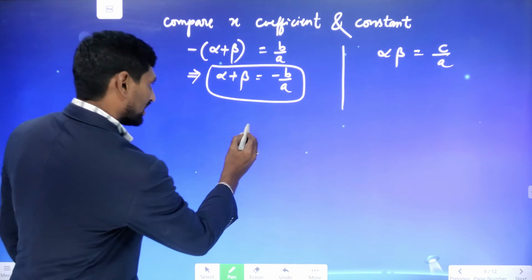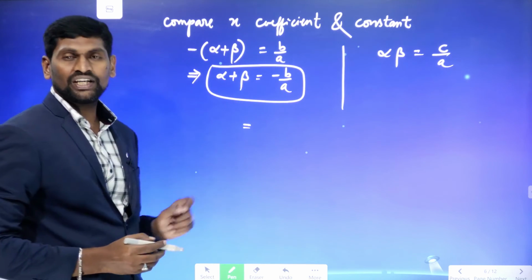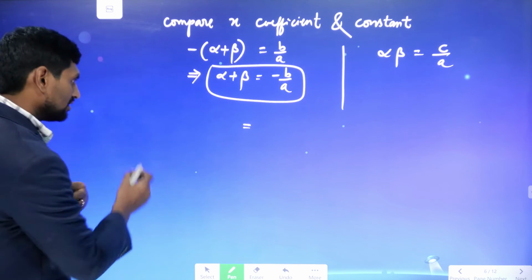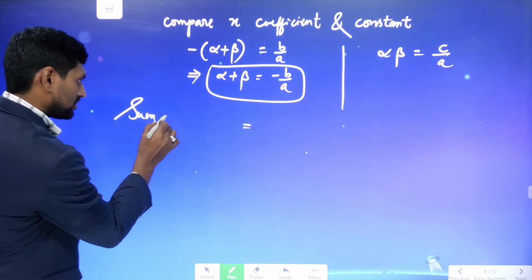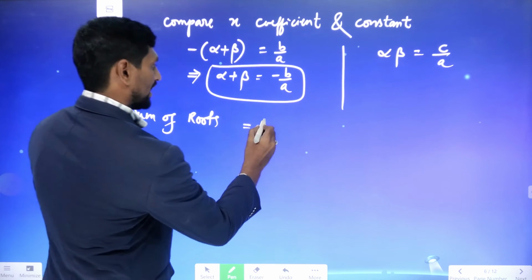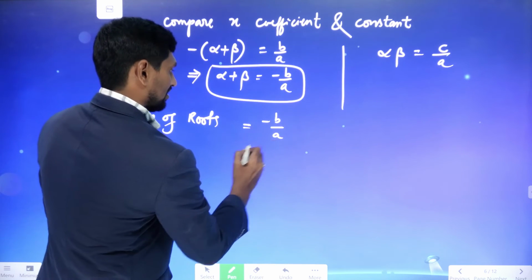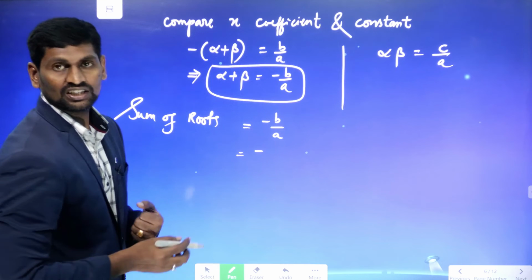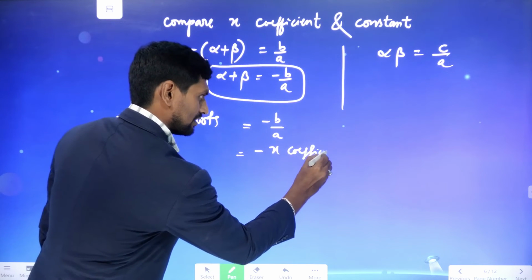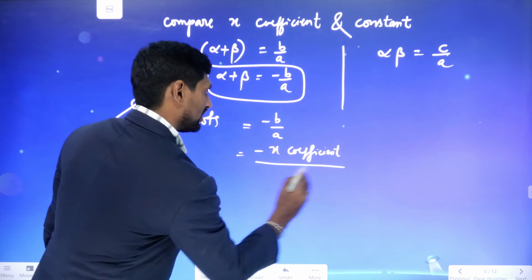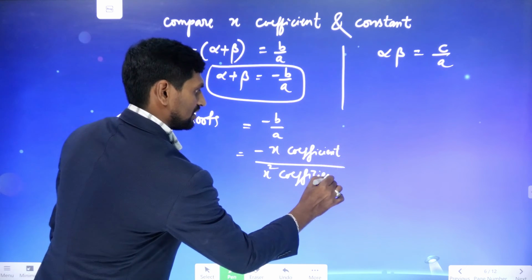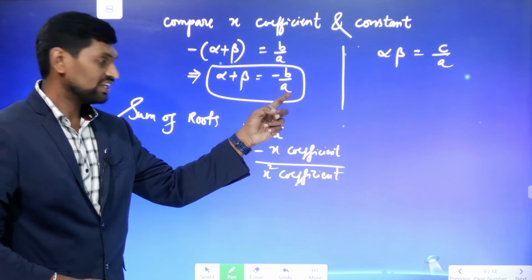So simply we can write, alpha plus beta means addition. Alpha beta are roots, as we discussed at the very start. So I can write sum of roots. Sum of roots equal to minus b by a. That means minus b means what? X coefficient. A means what? X square coefficient. This is the formula. Sum of roots equal to minus b by a.